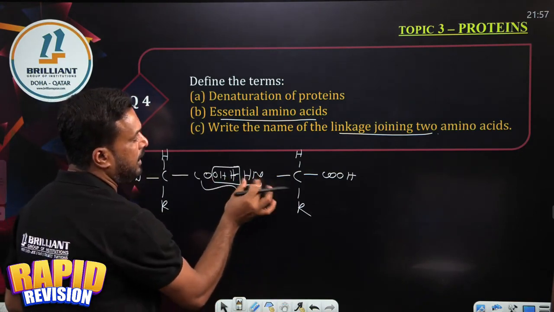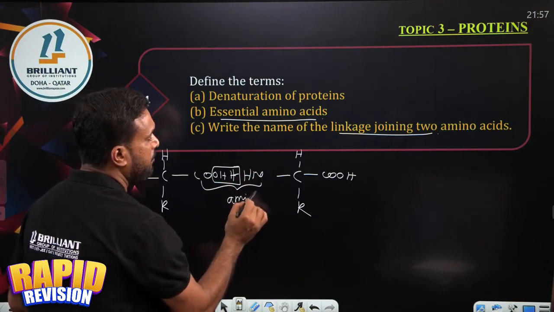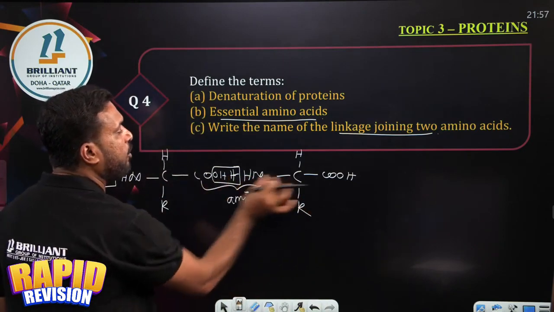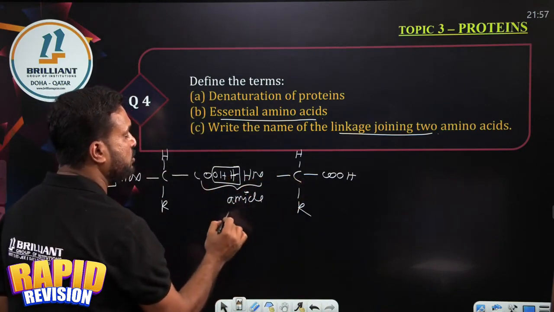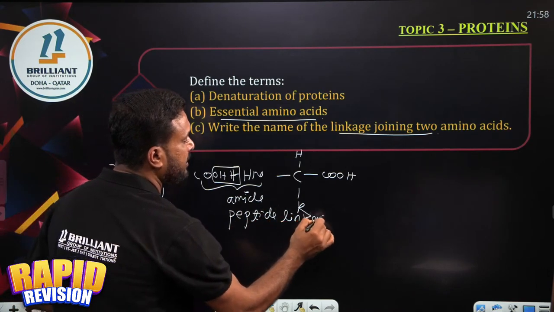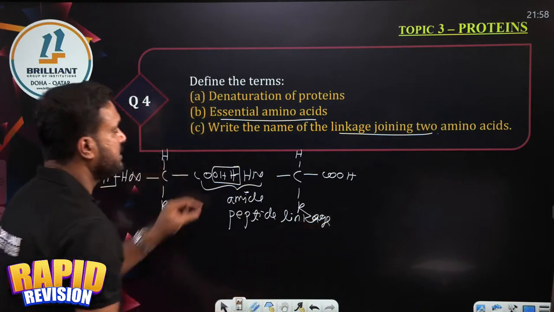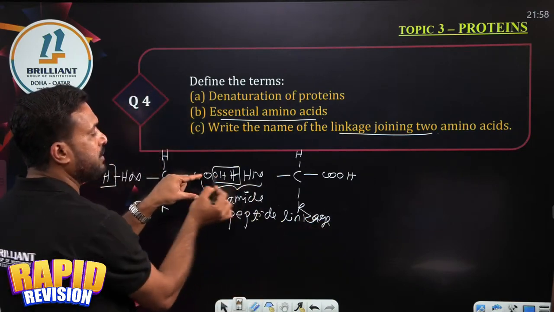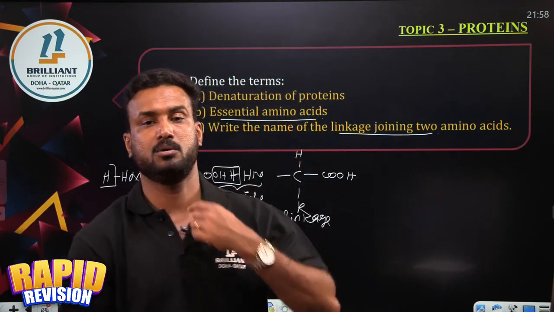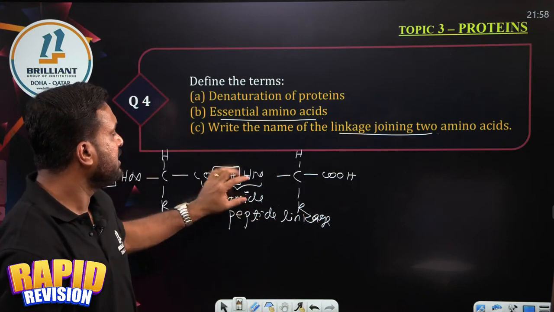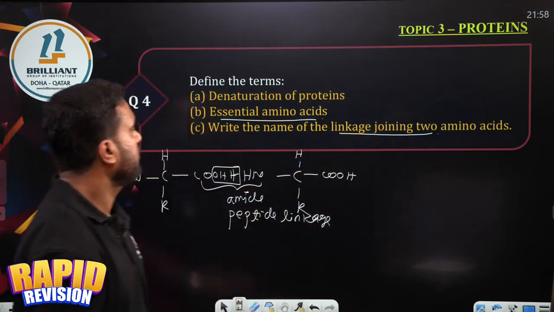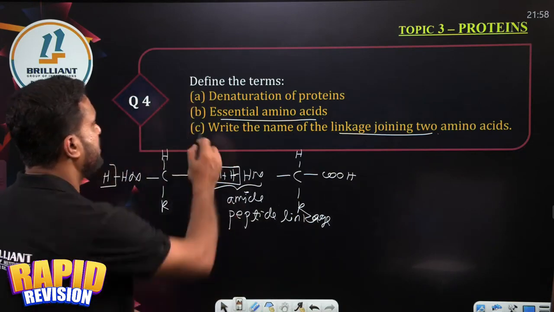The CONH linkage is the amide linkage. The amide linkage formed between two amino acid units by the elimination of water is called the peptide linkage. Important: what is that? Peptide linkage. Why is it called amide? Because a CONH group is formed, where CO and NH interact. The amide linkage formed between two amino acid units by the elimination of a water molecule is called the peptide linkage. That is also important.